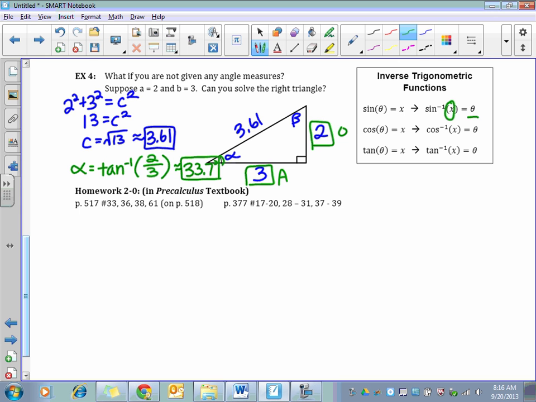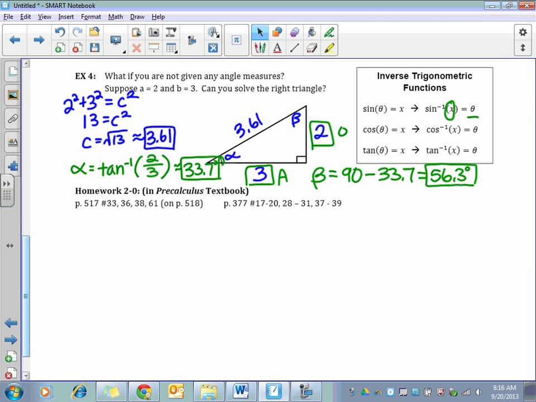Now to find beta, we can use those complementary angles again. So beta will need to equal 90 minus 33.7. And that gives us 56.3 degrees. Now we've solved for all the missing sides and angles, so we have solved the triangle.